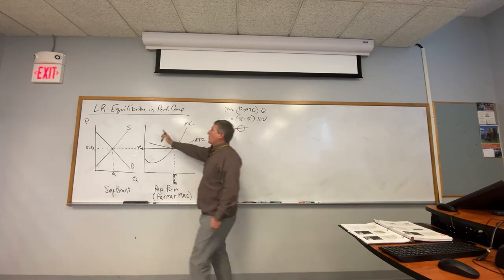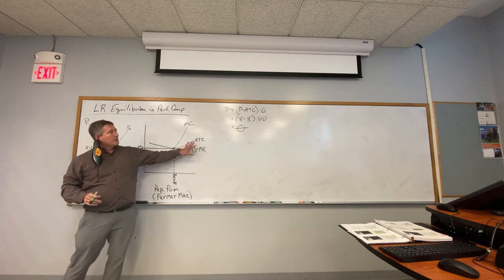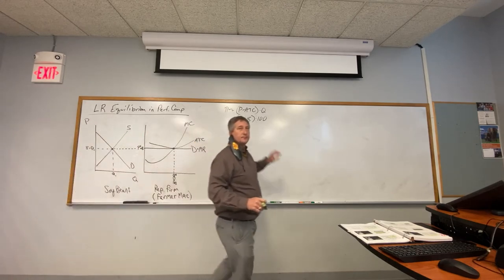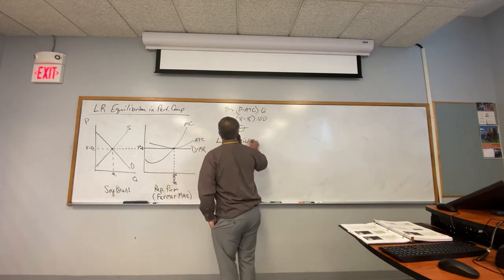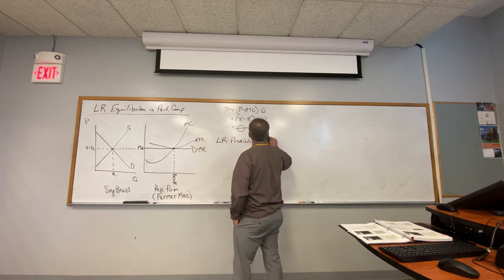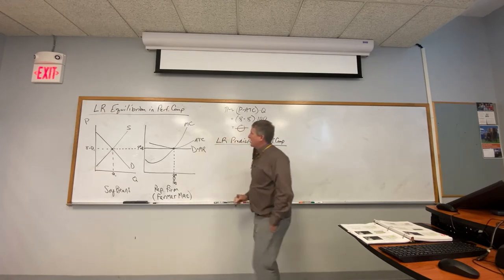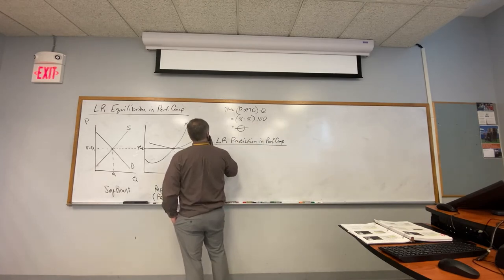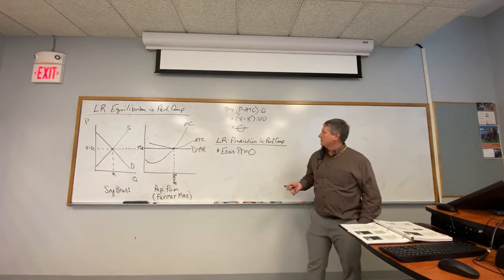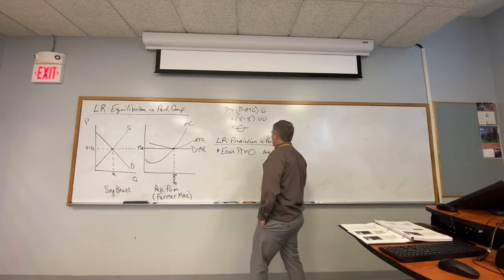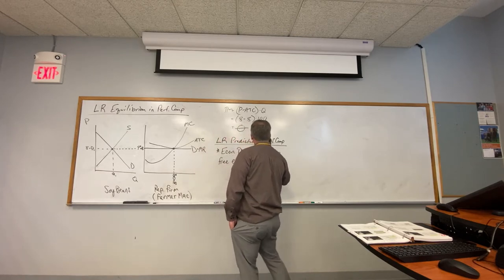So in the long run, because of free entry and exit and identical products, we would predict economic profits equal to 0. So long run prediction in a competitive market. Long run prediction in perfect competition: economic profits, this is a good test question, equals 0 due to free entry and exit of firms.